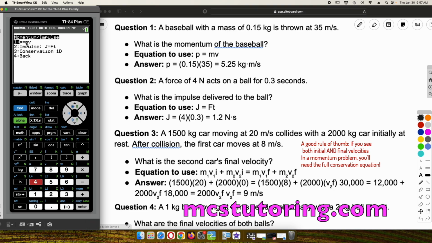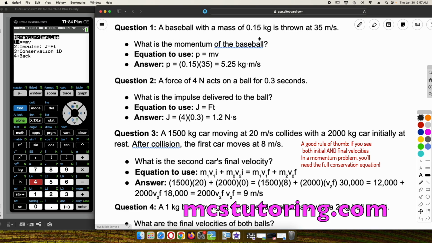And we have three basic submenus here. P equals mv, where P is momentum, M is mass, V is velocity. And impulse, where J is impulse. Don't flame me, I didn't make up the equation, I'm just showing you what it is. And then F is force, T is time. And then conservation is for, I think, collisions, things like that. So without further ado, let's get started.